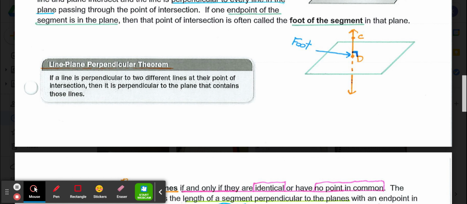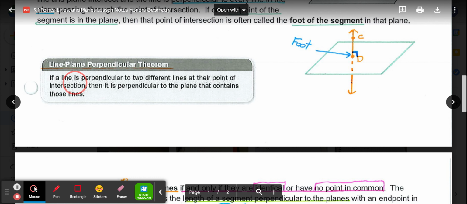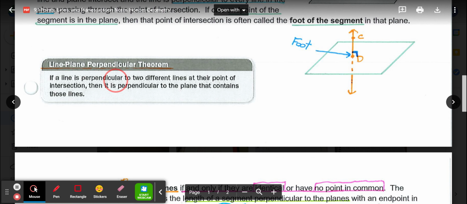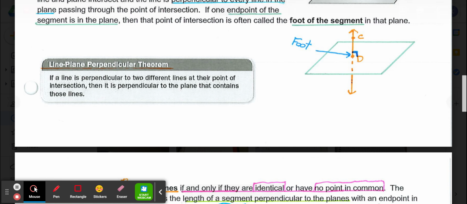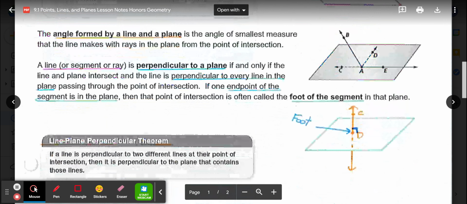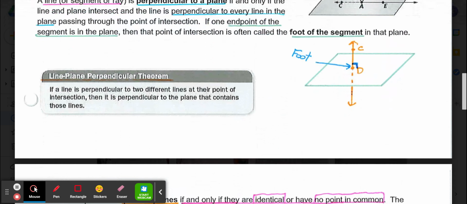And then we have the line-plane perpendicular theorem, which states if a line is perpendicular to two different lines at their point of intersection, then it's perpendicular to the plane that contains those lines. So if a single line is perpendicular to two different ones at their point of intersection, then it's perpendicular to the plane that contains those other two lines. So again, not much to write for you, but a lot of different theorems, rules, vocabulary.